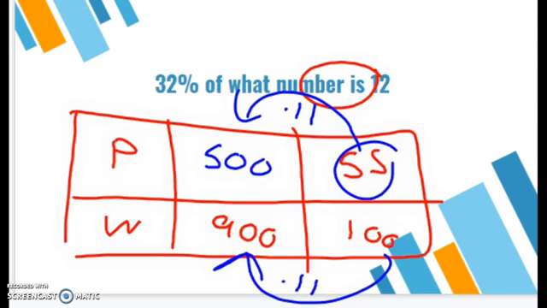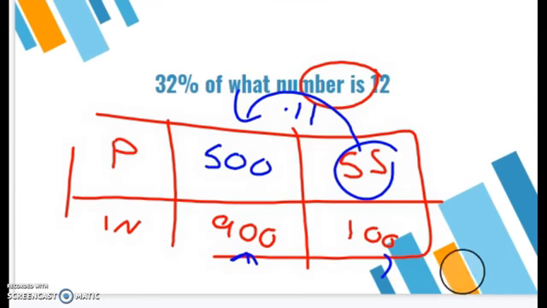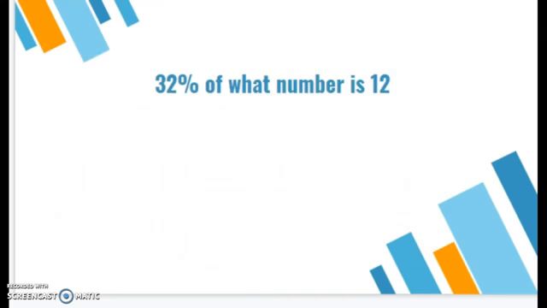Alright, moving on to the next one. Let's go ahead and erase. This one says 32% of what number is 12. So you should automatically know that it gives me the is, so I'm looking for the of, or another word for of is the whole.